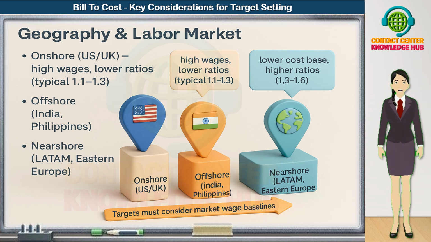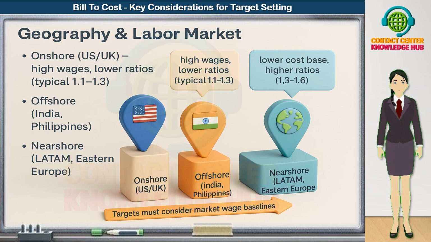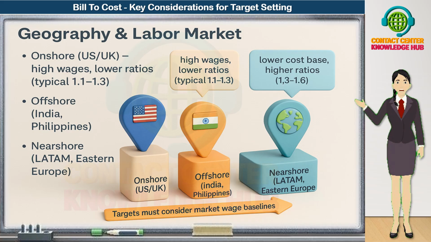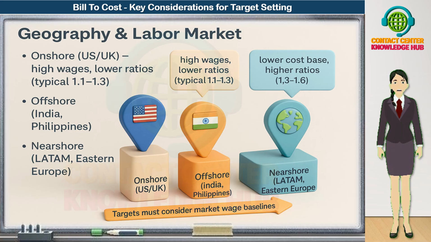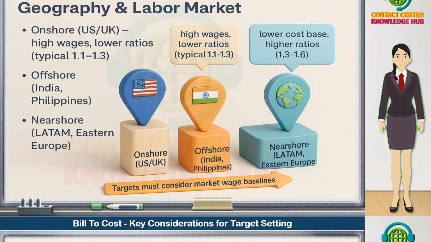Offshore locations, such as India or the Philippines, benefit from a lower labor cost base and strong talent availability. This allows organizations to sustain higher build-to-cost ratios, commonly in the 1:3 to 1:6 range. Nearshore regions, including Latin America and Eastern Europe, generally fall in the middle range, with sustainable ratios around 1:1.5, depending on language needs and skill complexity. Key insight: target setting must always reflect the geographic cost baseline. Labor market conditions define the achievable margin, and ignoring this can lead to unrealistic expectations or financial strain.